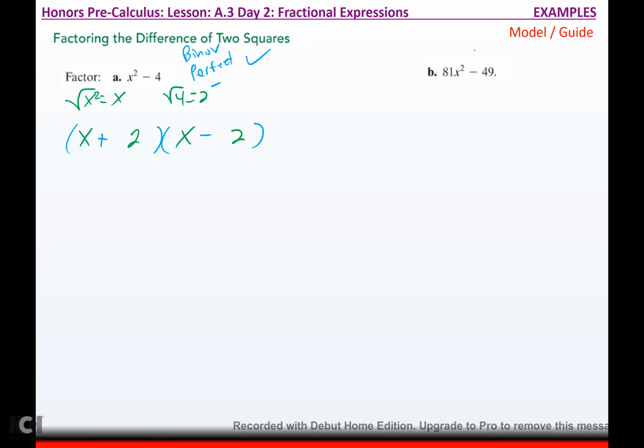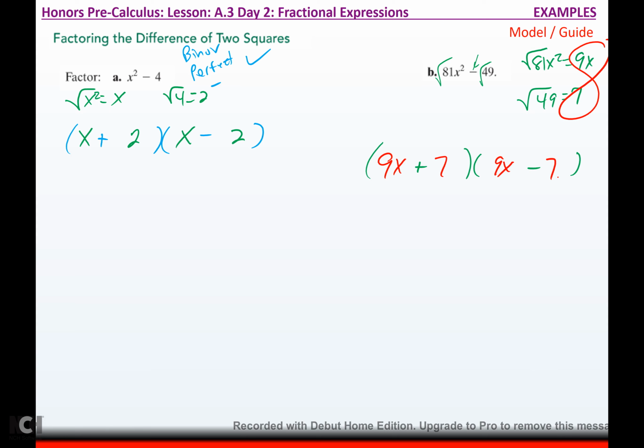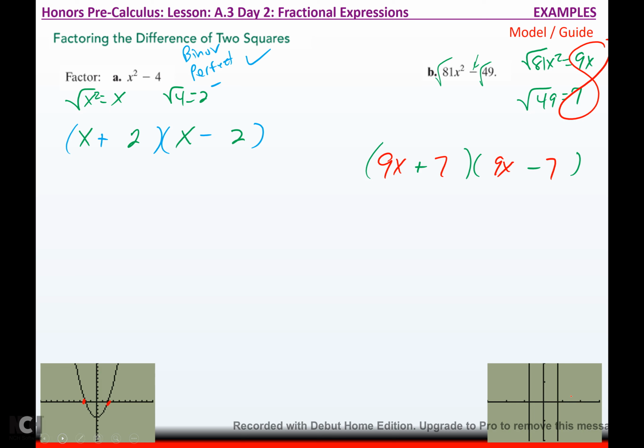Okay, for B, it checks. It's a bino, two terms. It's a difference, and these are both perfect squares, because the square root of 81x squared is 9x, and the square root of 49 is 7. So bino, bino, plus and mino. And your two terms that go inside are 9x and 7. And I factored. If you multiplied that back out, you'll get 81x squared minus 49. Alright, and if you look at this one, it crosses at positive 2 and negative 2. And if you look at this one, it crosses at positive 7/9 and negative 7/9.